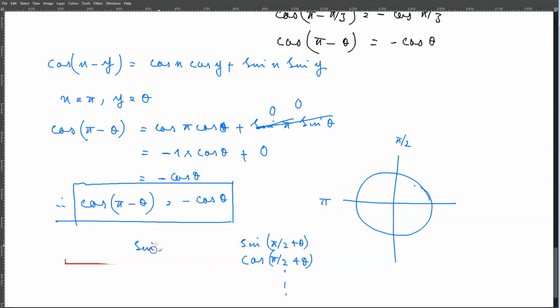For example, what is the sine of pi minus theta? What is the cos of pi minus theta? What is the sine of pi plus theta? What is the sine of pi minus theta? Then you can do the same thing with 3 pi by 2. You can do the same thing with 2 pi, and that way you will have all the possible formulas that you could ever need. But it's not easy to remember them.